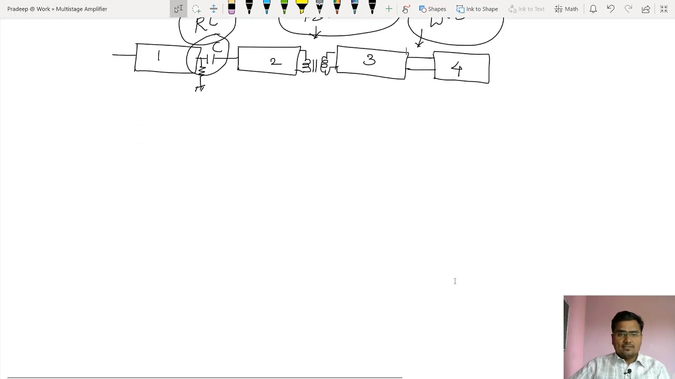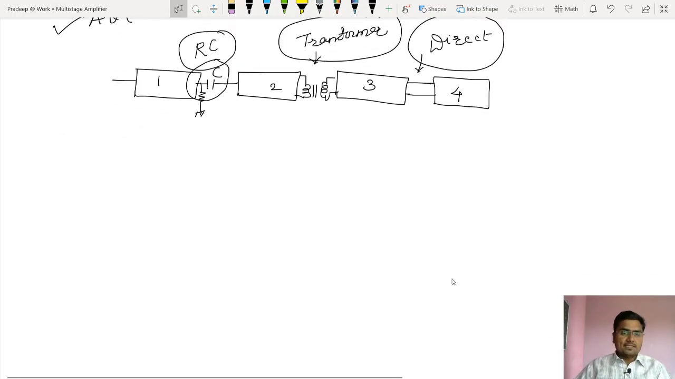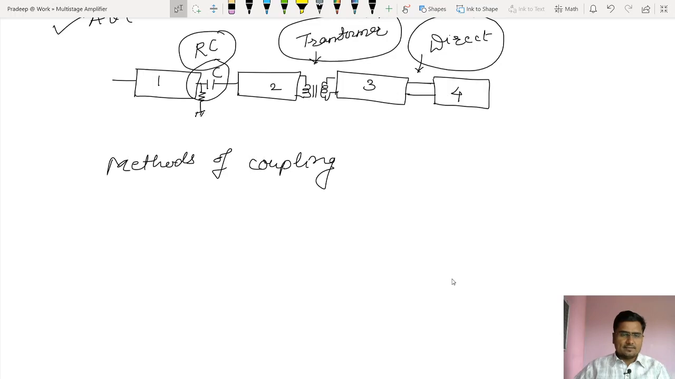I will write the title as methods of coupling, which we will discuss in this lecture. How can I couple the output of the first stage to the input of the second stage? Whether I connect the output of the first stage to the input of the second stage directly, or use a resistor-capacitor component, or an inductor-capacitor, or a transformer, depending on that we will have different coupling methods.